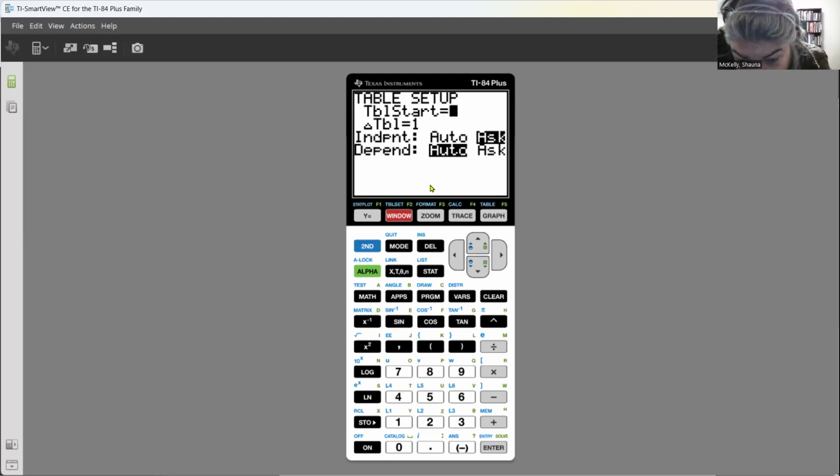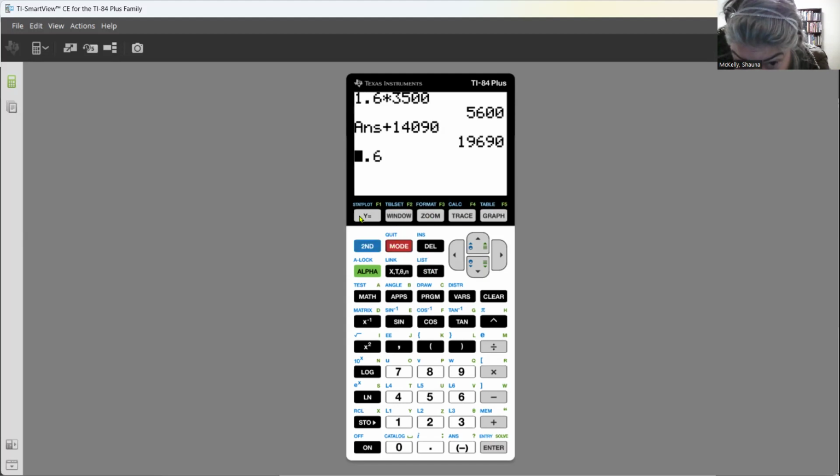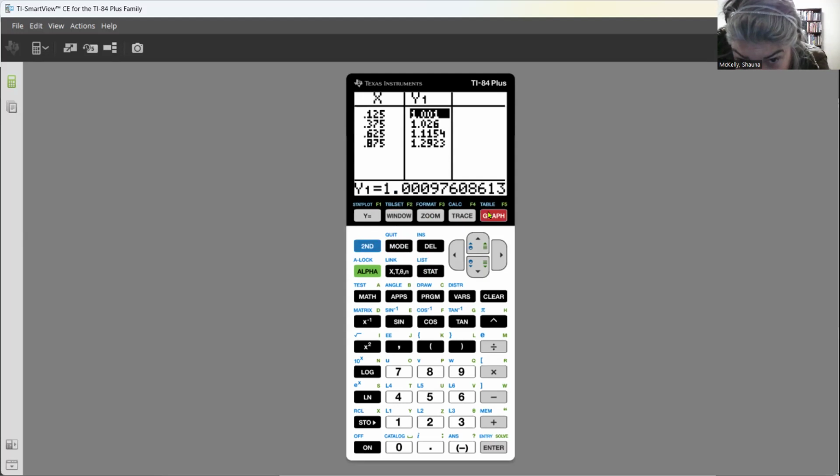So one of the things you can do is go back here, go to my table again, second table. And if I put in 0.125, I'm going to get this number out. It'll just spit out numbers.